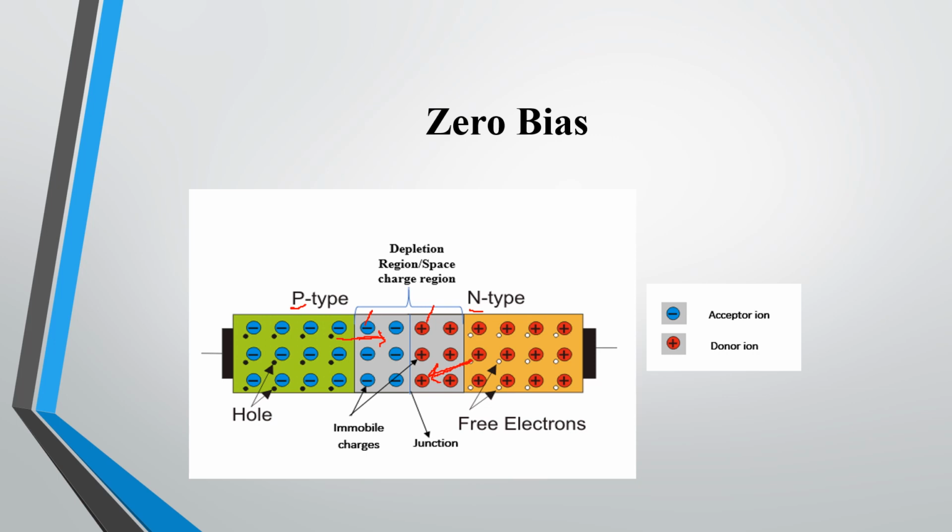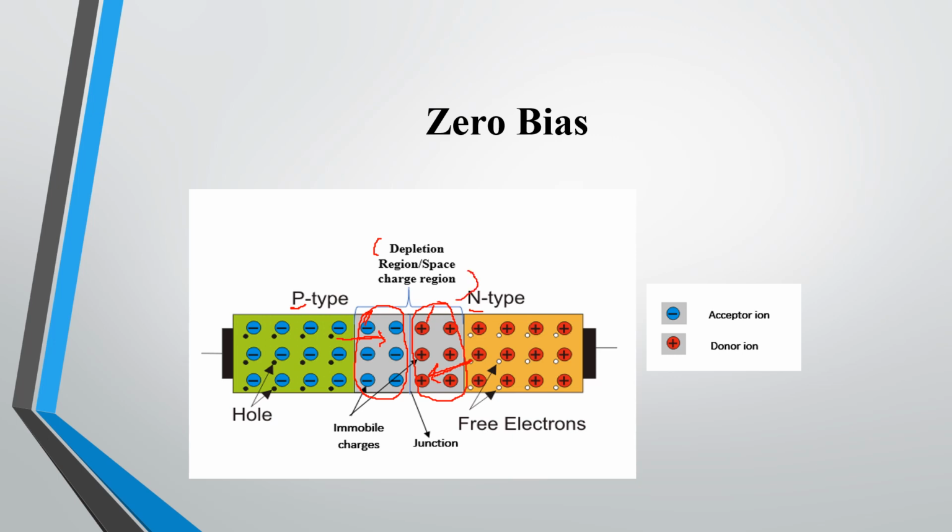And here a fixed negative charge is formed on the p side, whereas fixed positive charge is formed on the n side. So they are fixed, immobile charges. They are called immobile charges. The region of immobile charge is called depletion region or space charge region.